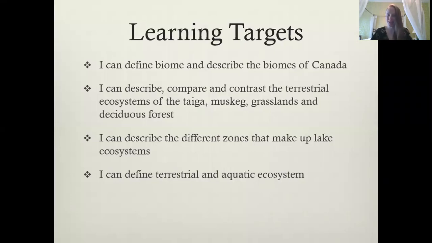So for this lesson on terrestrial and aquatic ecosystems, you once again need to know the different biomes of Canada and what a biome is. Then we're going to compare different terrestrial ecosystems, so the taiga, the grasslands, and the deciduous forests, which are both biomes and ecosystems, as well as the muskeg. Then we're going to talk about how some of those ecosystems have different zones within them. And then we're also going to look at how that differs from an aquatic ecosystem.